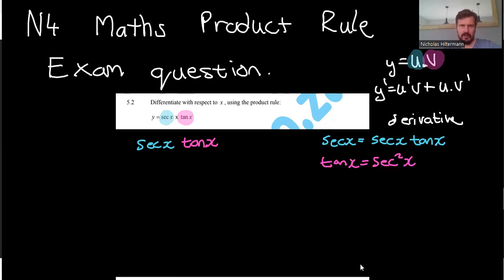So we say derivative of sec x is sec x tan x. That's the u dash. Now the v is just left alone, so that's just tan x. Plus, so we've derived the first thing and we've times it by the second thing. Now all we do is take the first thing and times it by the derivative of the second thing. So we leave the sec x as is. And then we find the derivative of tan x, which is just sec squared x.